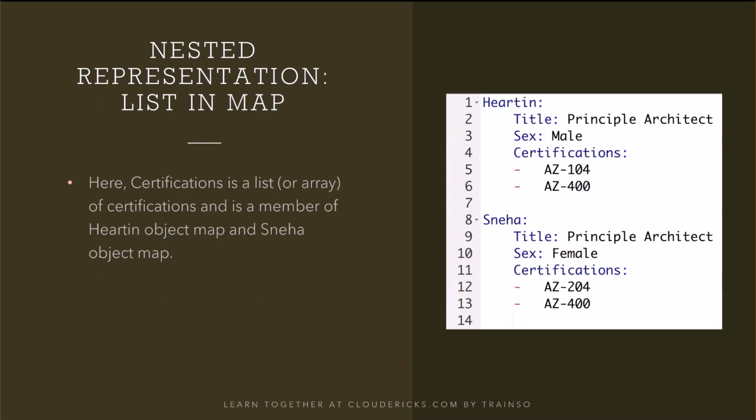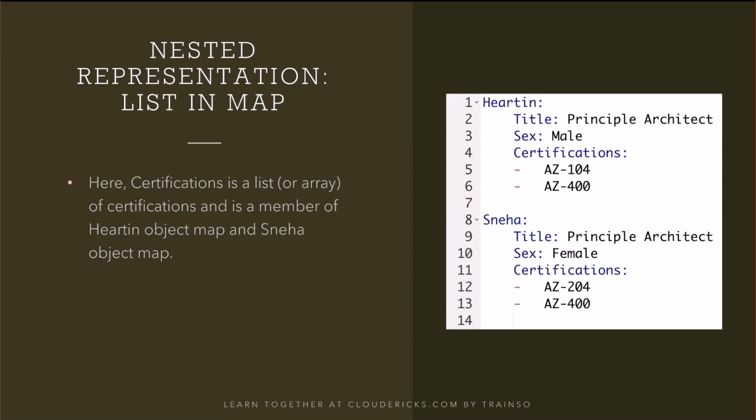List in map. Hartin is a map. Sneha is another map. And inside that we have title, sex, and certifications as the keys of the Hartin and Sneha maps. And certifications is a list with two elements, AZ104 and AZ400 for Hartin, and AZ204 and AZ400 for Sneha. So you can mix and match lists and maps and all, but make sure the indentation is correct.